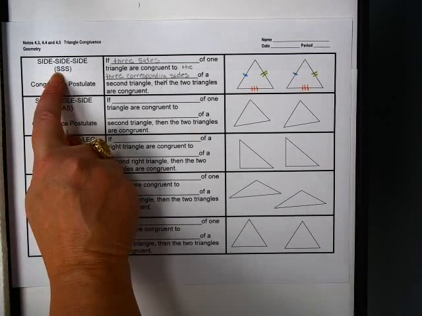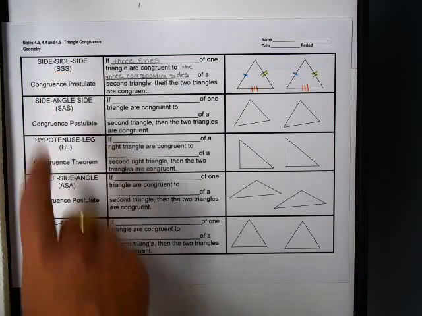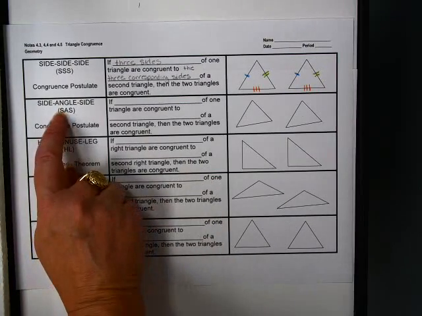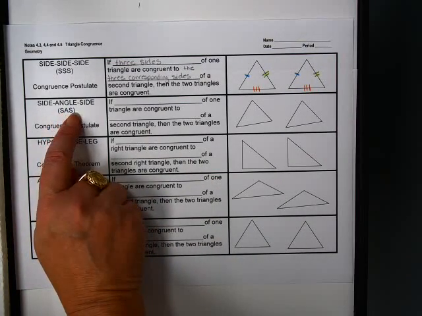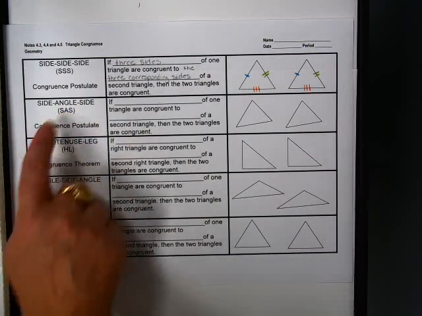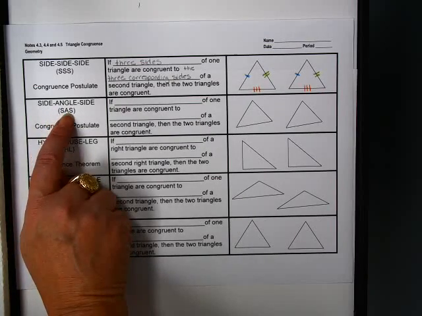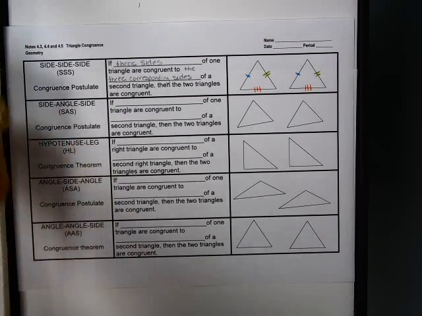Okay, so here we started with all sides. Now we're going to mix in an angle. Here I've got side, angle, side. So that's 2 sides and 1 angle. So side, angle, side, congruent postulate.